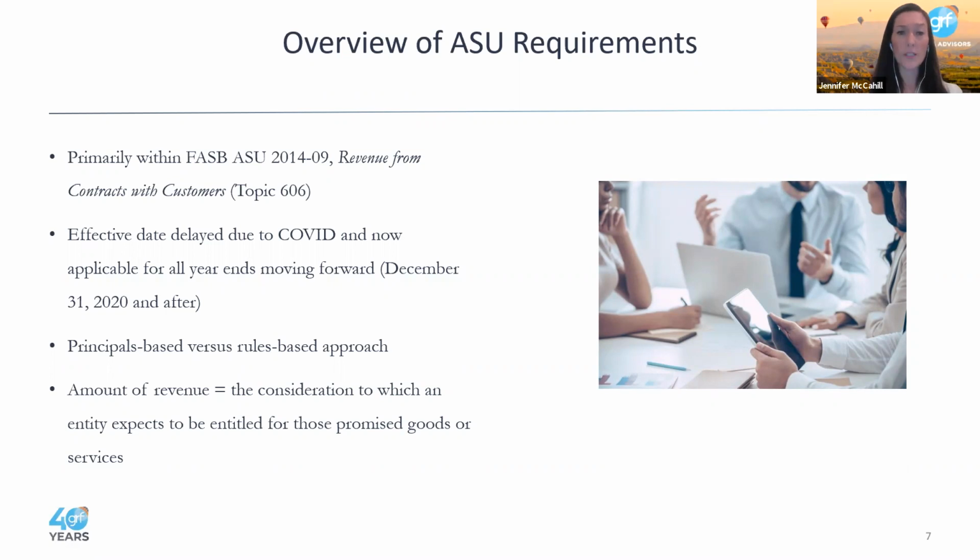And then before we talk about the actual Topic 606 framework, just keep in mind that when we're talking about revenue, we use the word consideration interchangeably. So the revenue is the consideration in what you expect to receive for that transfer of promised goods. We'll get into that in just a minute.